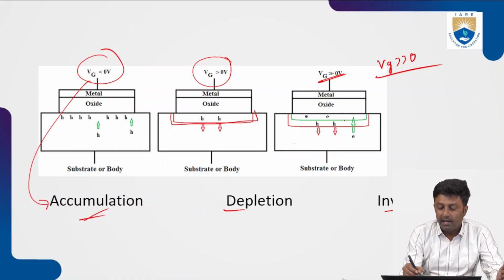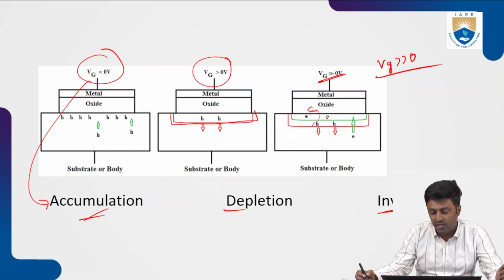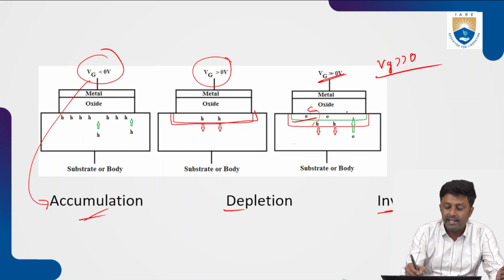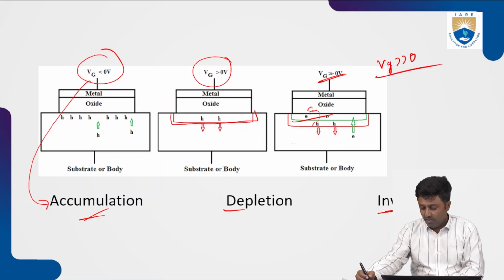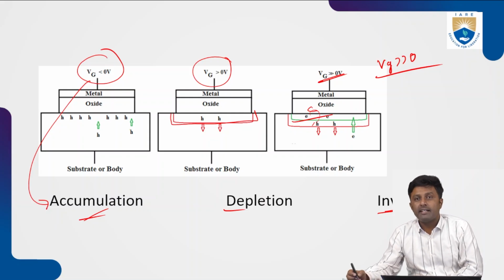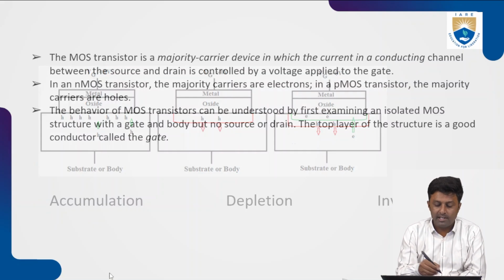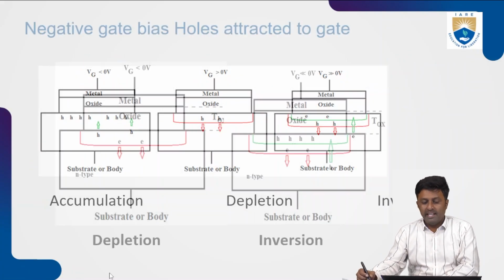At that time, the inversion of electrons and holes will occur. Electrons and holes get attracted to each other, and an inversion layer is formed, and the current starts flowing in this inversion layer. So this was about the three regions of operation: accumulation region, depletion region, and the inversion region.